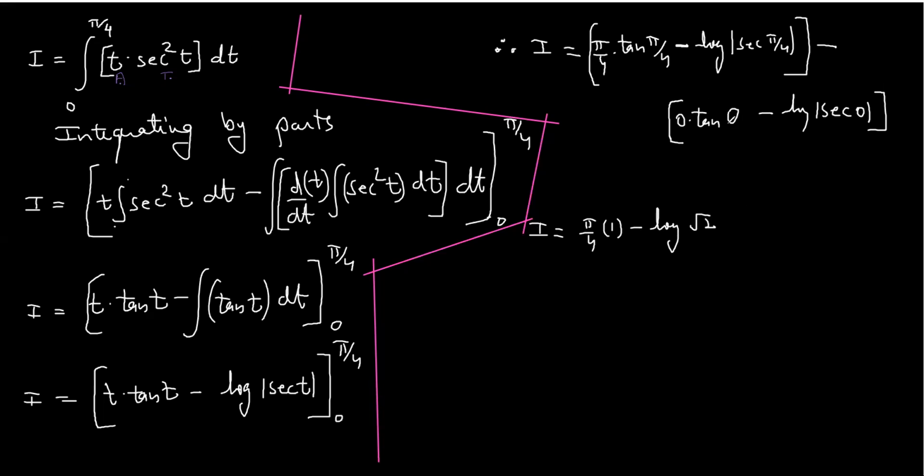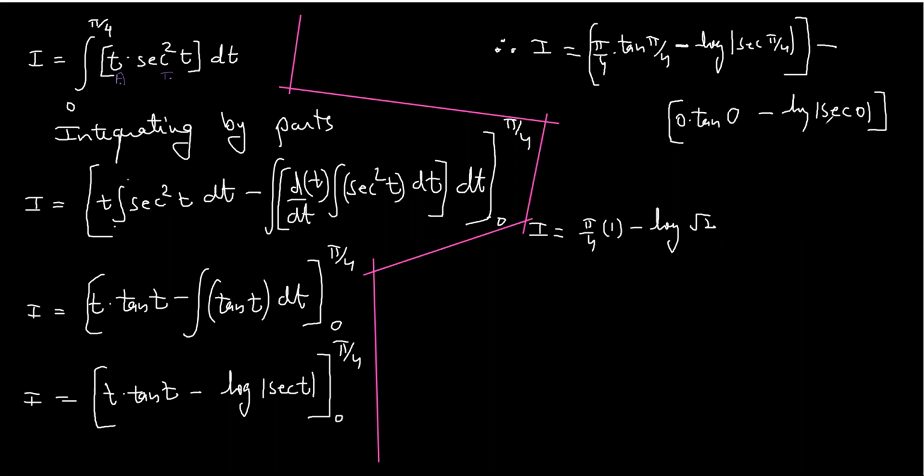Okay, this is 0 into tan 0, which is 0, and sec 0 is 1. Log of 1 is 0. So the second bracket is fully 0, because 0 multiplied with any number is 0. Tan 0 is anyway 0, so 0 into 0 is 0.